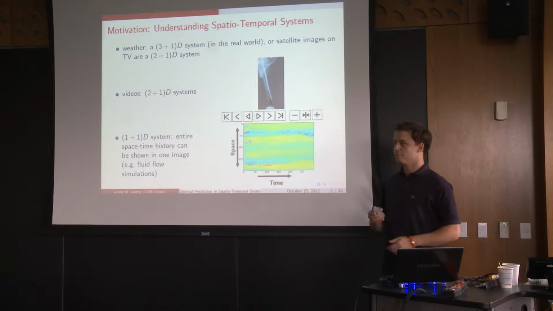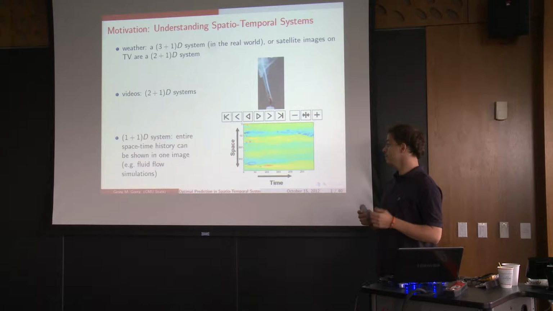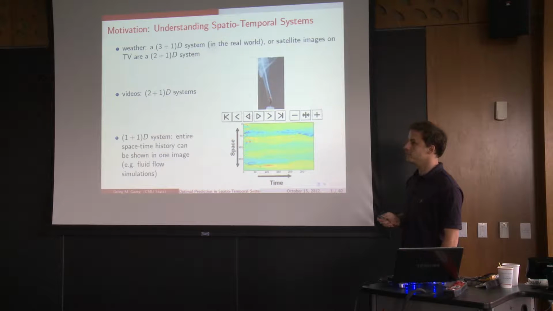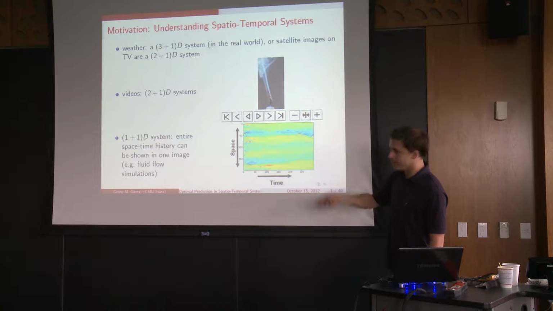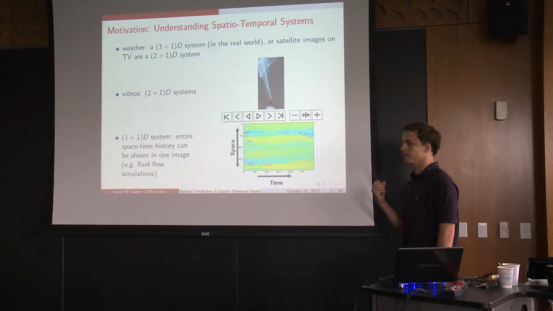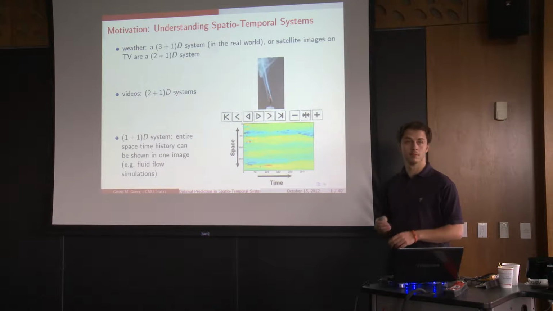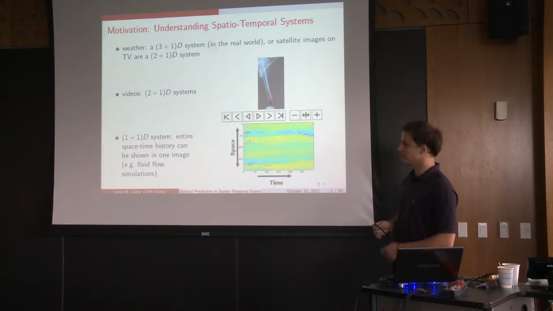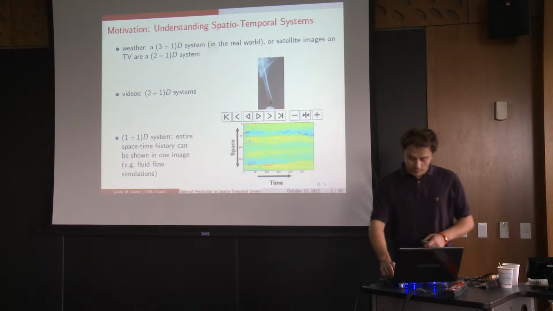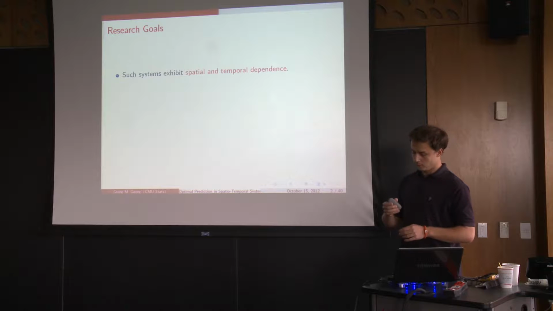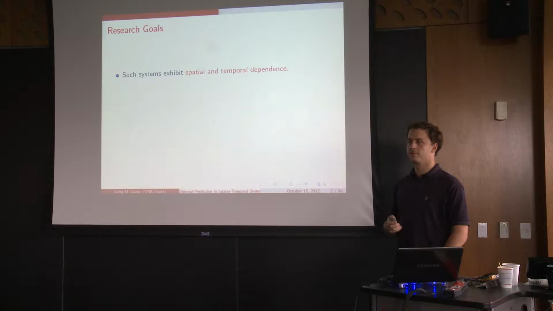And the 1 plus 1 dimensional system, that's more for illustration, because then I can show you the whole space-time in one image. So you have space vertically, and time goes from left to right. And you can think of fluid flow simulations that you might have seen before. They typically look like this, right? So that's what we are trying to study. And why do we want to do that? Because all of these systems, they look different, but they all have spatial and temporal dependence.